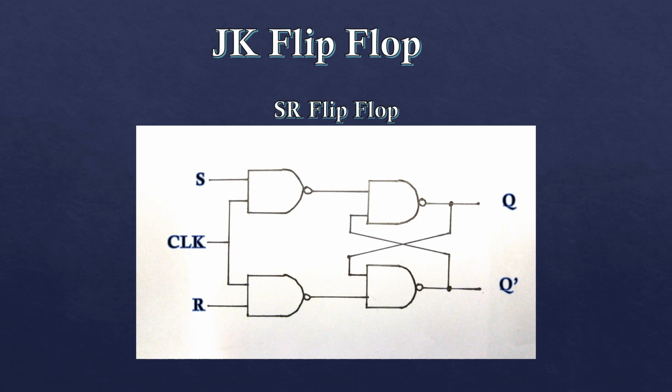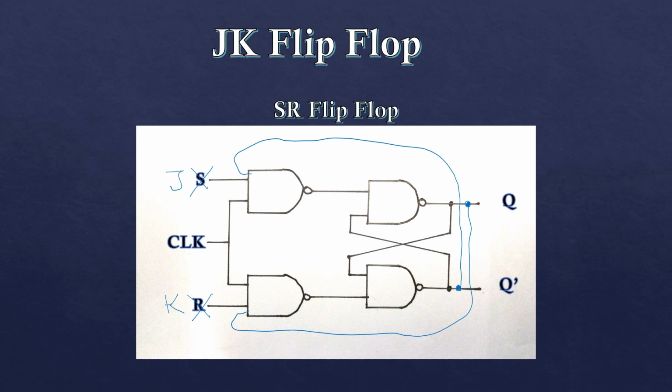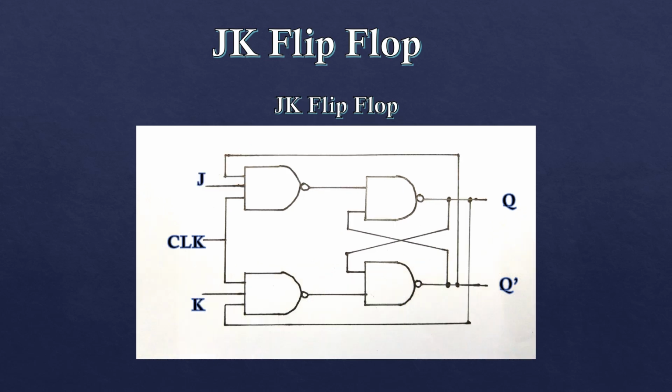First, from Q dash, you darken this dot, take it this way and connect it to S. Then from Q, you darken this dot, take this way and connect it to R. And S will be removed and written as J, and R will be removed and written as K. This is the JK flip-flop. Now I will show you the proper diagram. See, this is the JK flip-flop. So it will be much easier if you know the SR flip-flop.